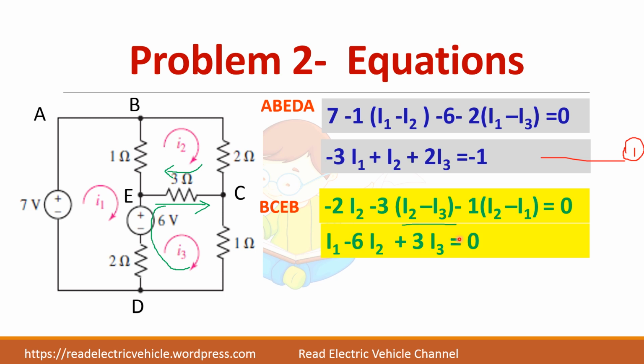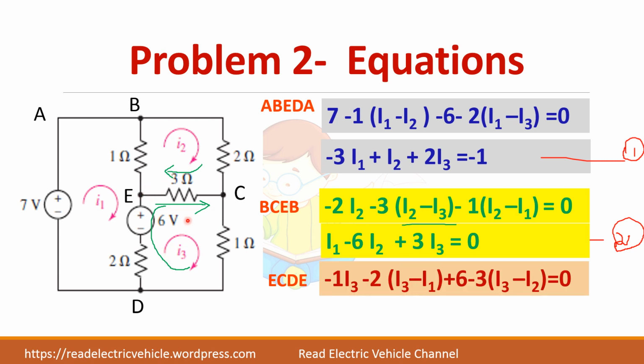Okay, now you can simplify this second equation. Then for the third equation, you take this loop E, C, D, E. Let me start from this point C. Here current I3 flows through the 1 ohm resistor, so minus 1 into I3. Through this 2 ohm resistor, the current is I3 minus I1.